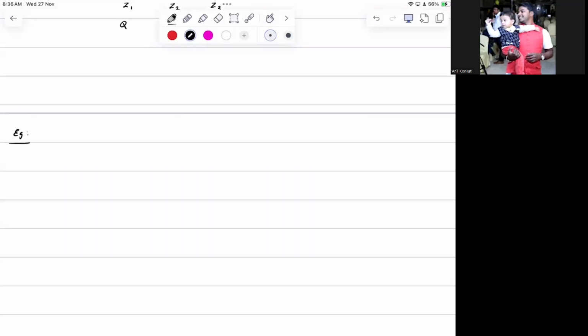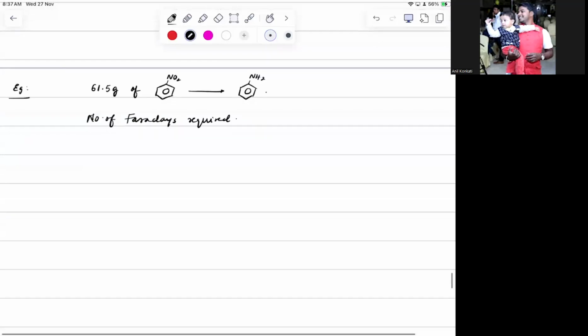Now, let us see how the questions are framed. Usually, first you would be asked to identify the number of Faradays. Any conversion, you should know. There was one standard JEE question which was asked: 61.5 grams of nitrobenzene is converting into aniline. We need to calculate the number of Faradays required.